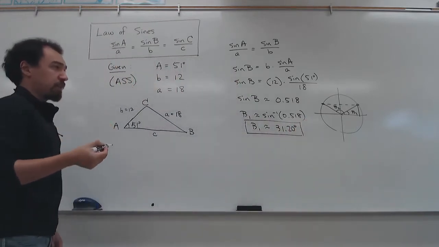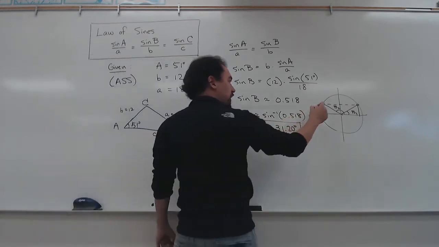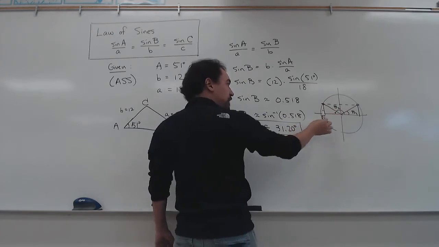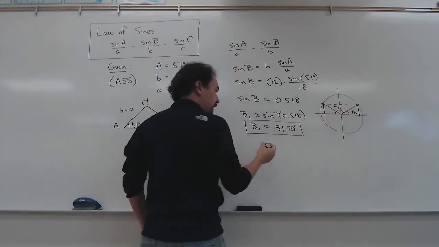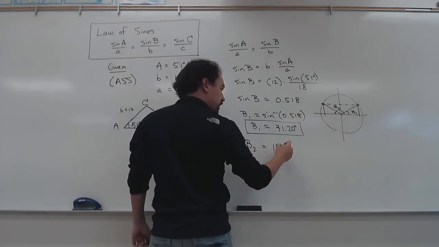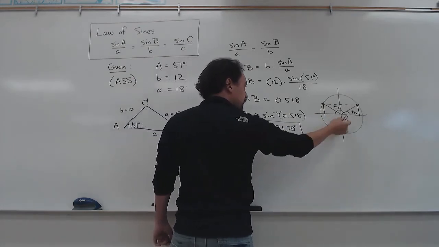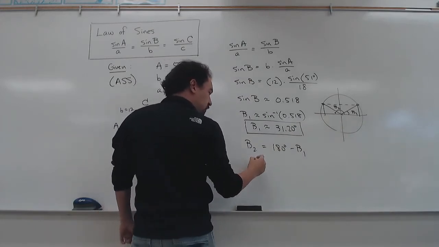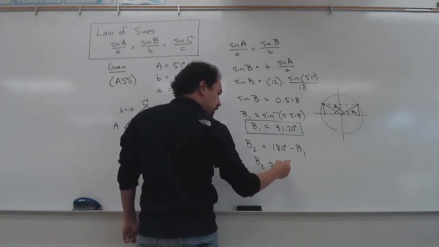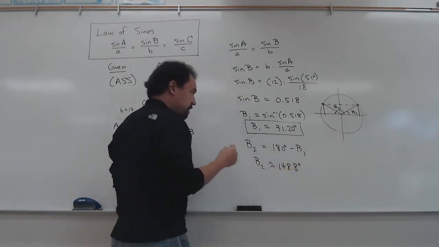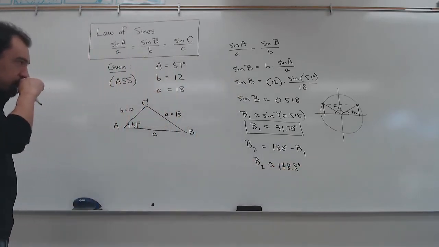But then we remind ourselves that we can close this triangle and say that that dot is the reference angle, which by symmetry is the same as angle B1, which means B2 would be 180 degrees subtract B1, right? Then the calculator says B2 is approximately 148.8 degrees. Now we have ourselves a problem.